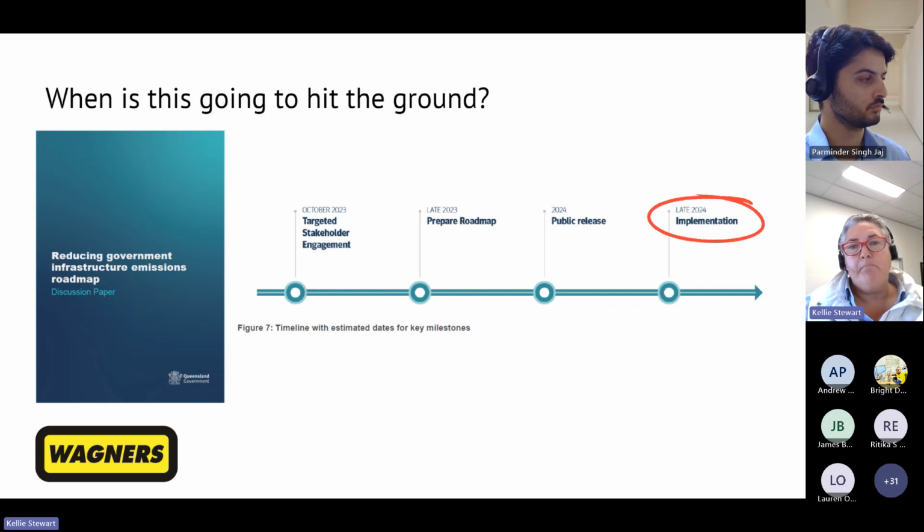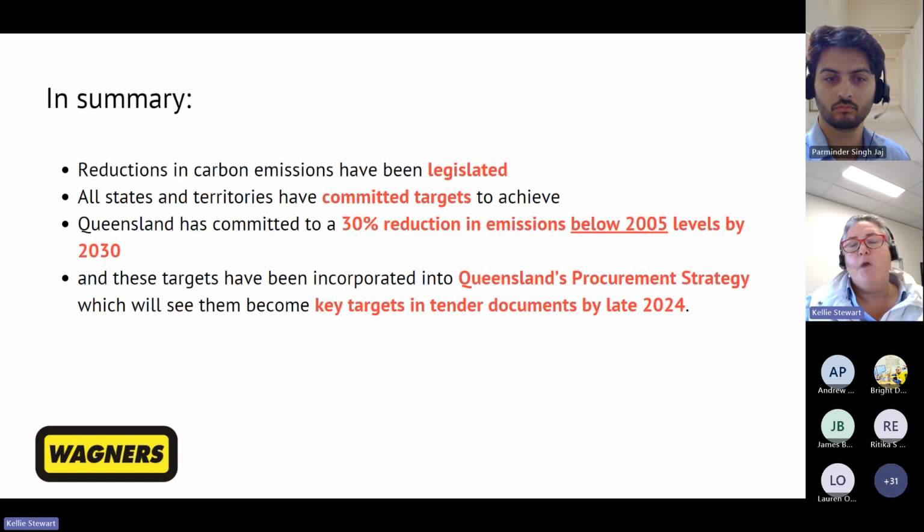According to that document, public release of the roadmap is earmarked for early 2024, with implementation planned for late 2024. So in summary, reductions in carbon emissions have been legislated at a federal level. All states and territories have committed targets to achieve.